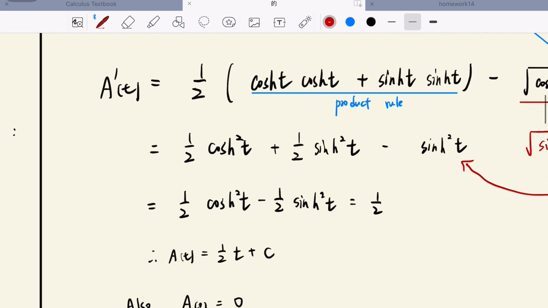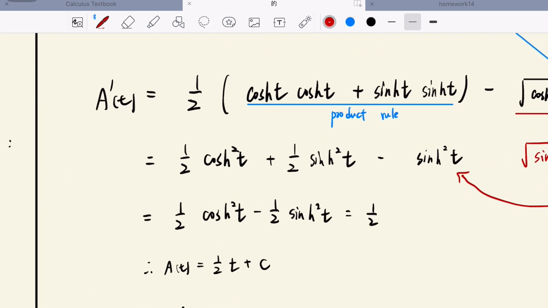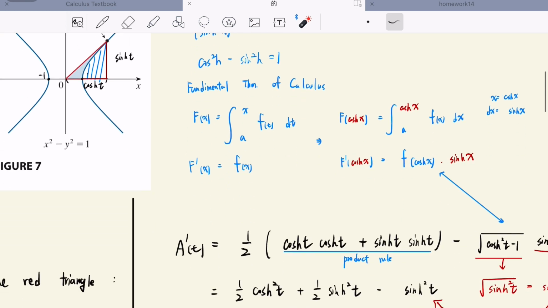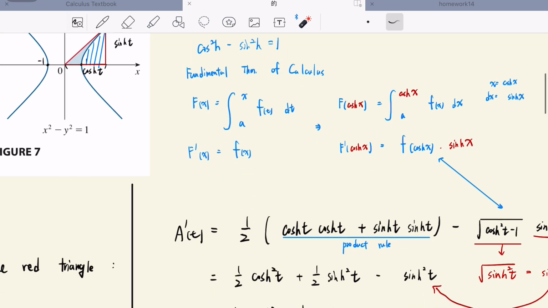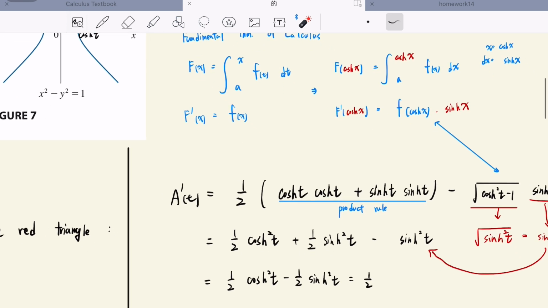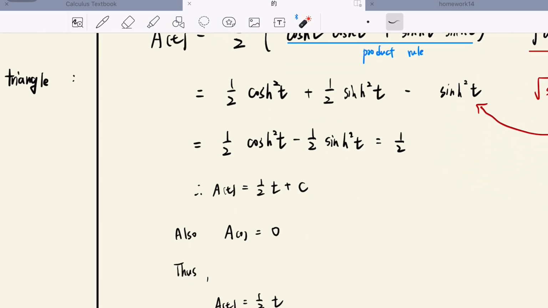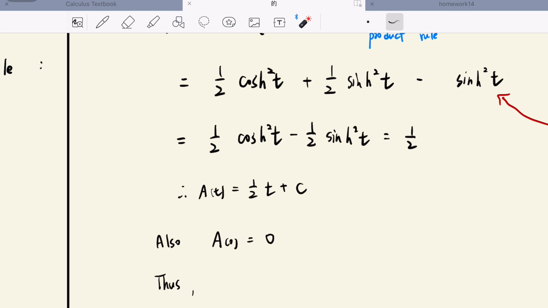So then we will simplify the function again. Then we will get that this function will become 1/2 of hyperbolic cosine t squared minus 1/2 of hyperbolic sine t squared, which we can apply the property we mentioned above, this one. We just times it with 1/2. So we can get that the answer is 1/2. Okay, so now we prove that the derivative of the function is 1/2.